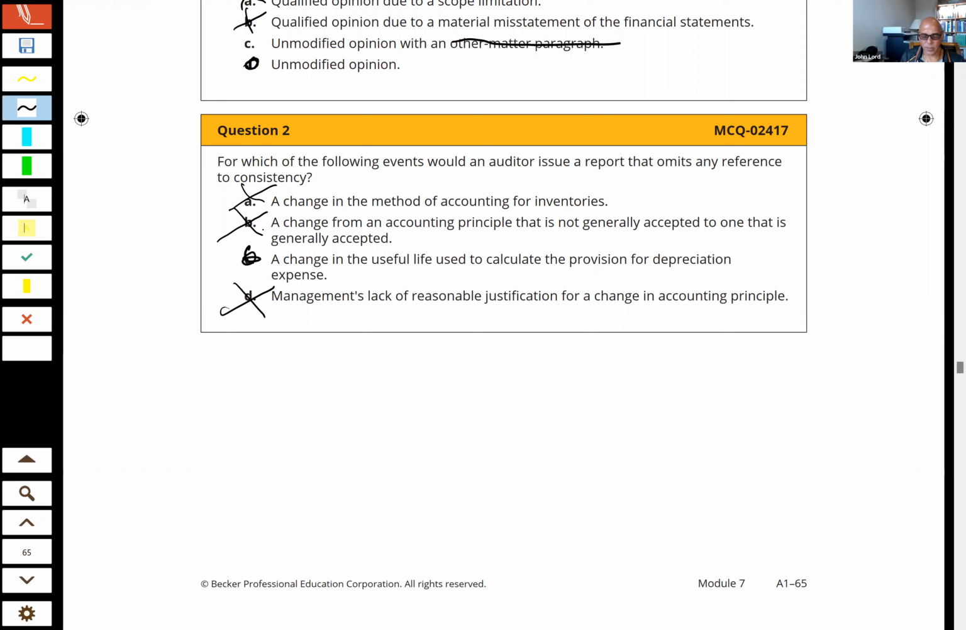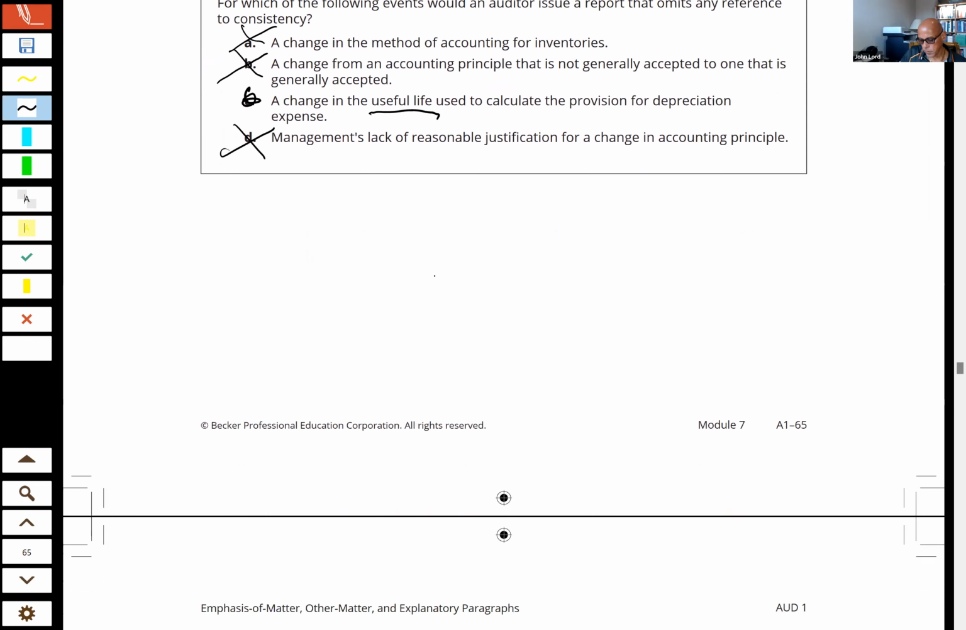Well, that's not something that you want. You want to do this when something has happened that doesn't happen all the time. So for a change in the useful life, a change in accounting estimate, you don't have to mention that, unless it is a change in accounting estimate that is indistinguishable from a change in accounting principle, for example, the method of depreciation, but not the useful life. So the key word there was the useful life. Okay, question?